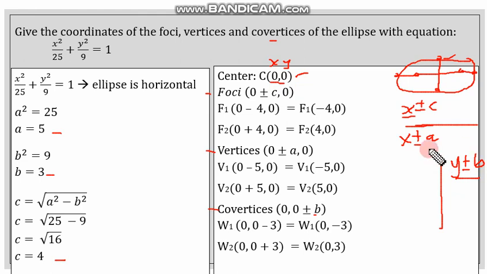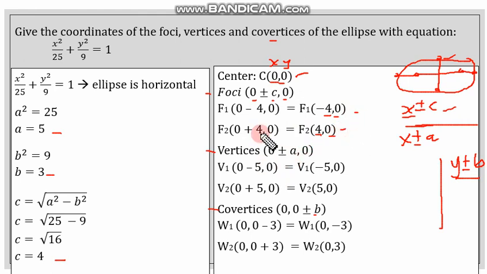So, again, the center is 0, 0. So, since horizontal man ang atong foci, we will add and subtract c sa atong x coordinate of the center. So, 0 plus minus c, and then the y coordinate is 0. So, 0 minus 4 is negative 4. And then 0. That's our focus 1. And the focus 2 is 0 plus 4, so that's 4, 0.